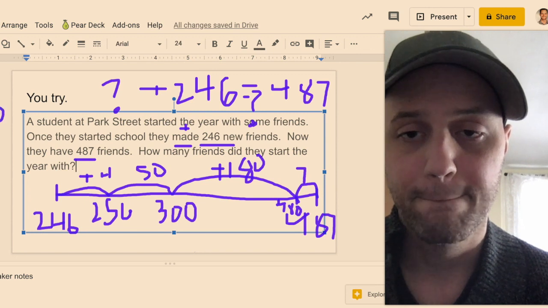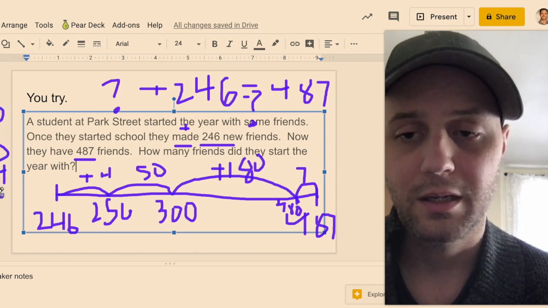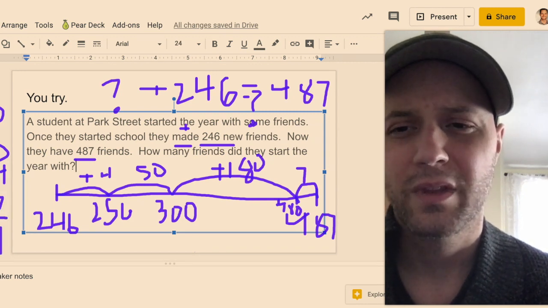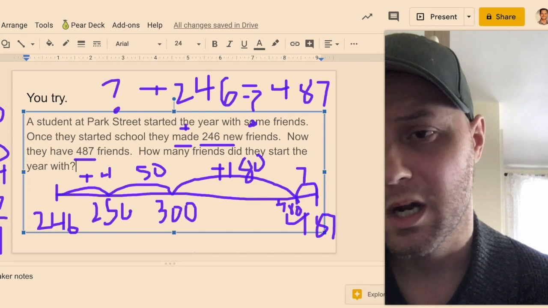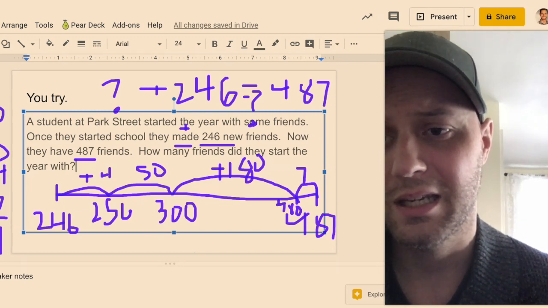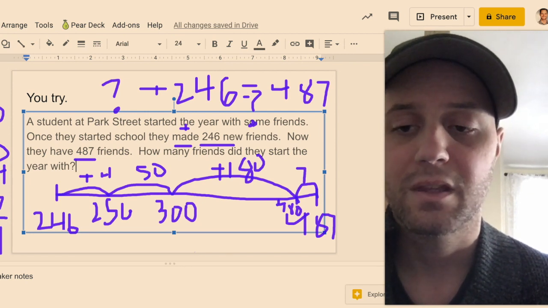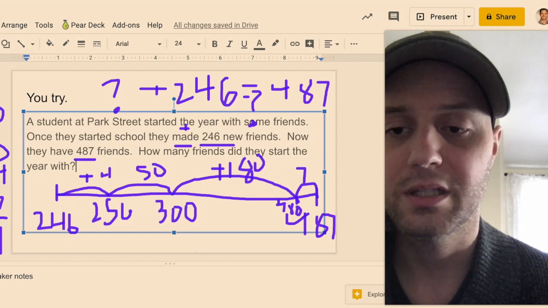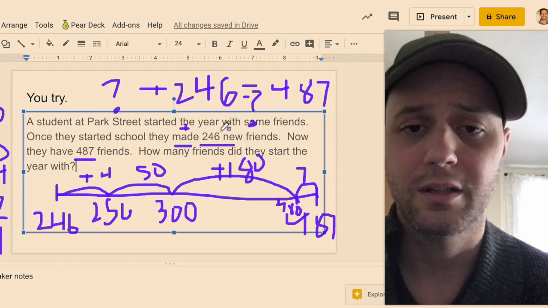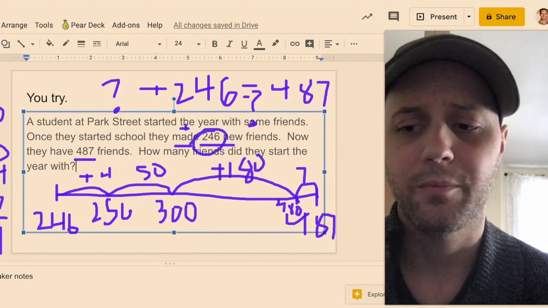So here's all that I added: 180, 50, 4, and 7. 4 and 7 is 11. So 110 and 1, 10 and 80 is 90, plus 50 is 140. 100 and 100 is 200. 241 is how many they started the year with. Wow, and they got even more new friends. Congrats to them. Well, I'll see you later.